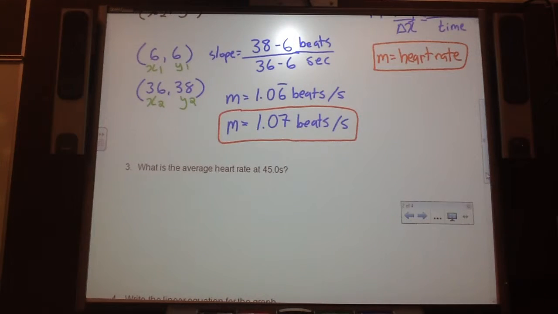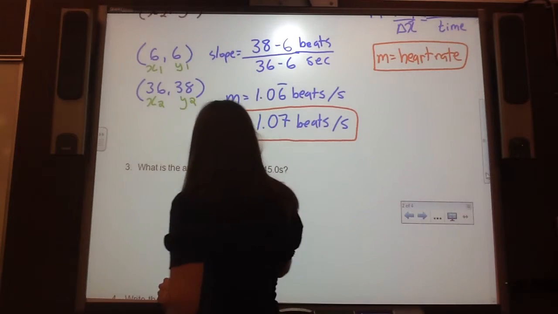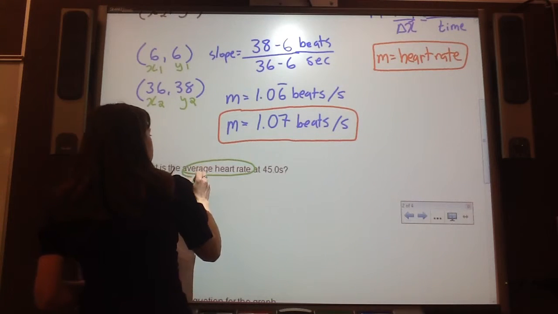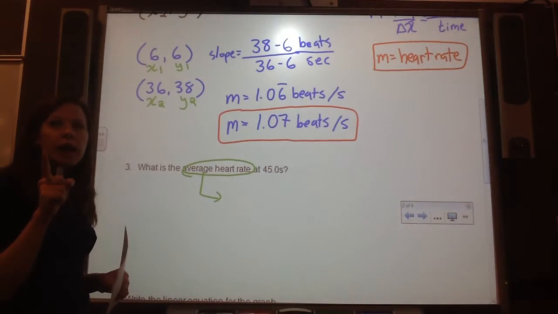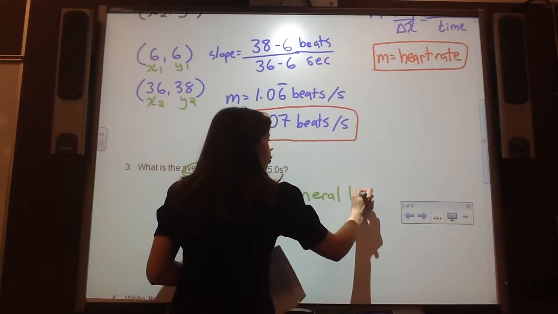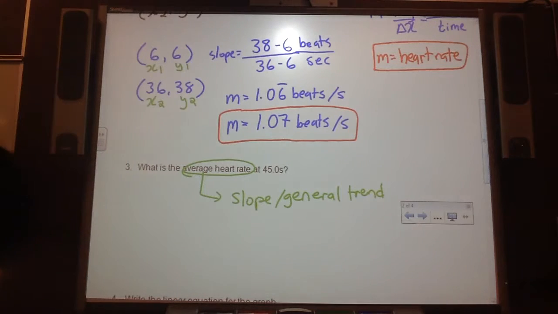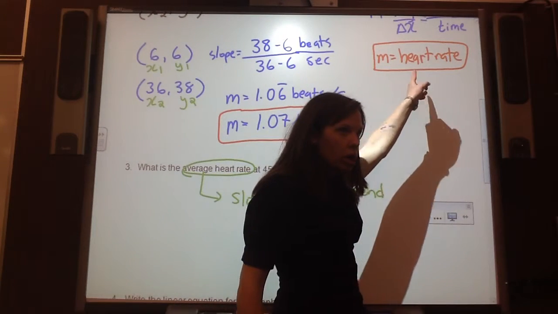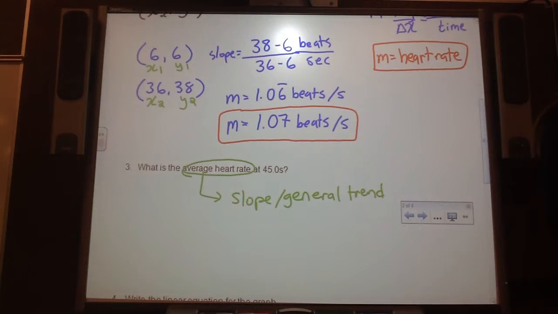So, what if it says, what is the average heart rate at 45 seconds? Well, average heart rate, this language, when it's saying average, that means slope, general trend. So it's not saying what is the number of heartbeats at 45 seconds. That's not what it's asking. It's saying what is the general trend, what is the average heart rate? Because heart rate, we said, was slope. So if you just went to your graph and went like, okay, 45, and then looked and saw what it is, wrong.